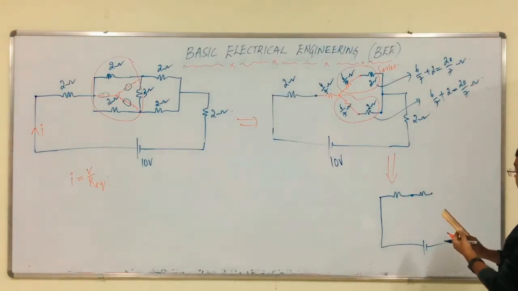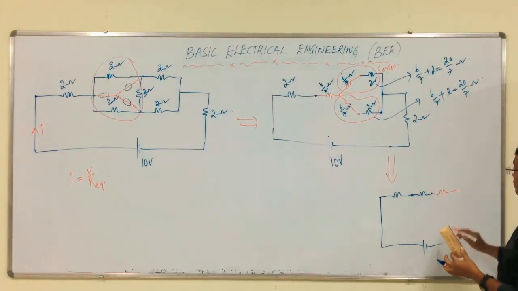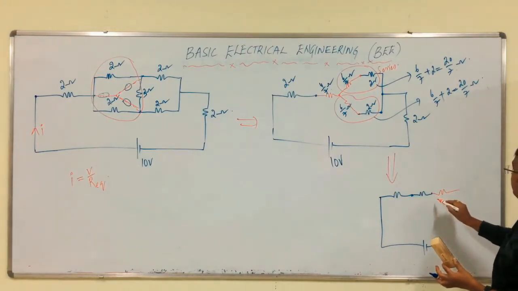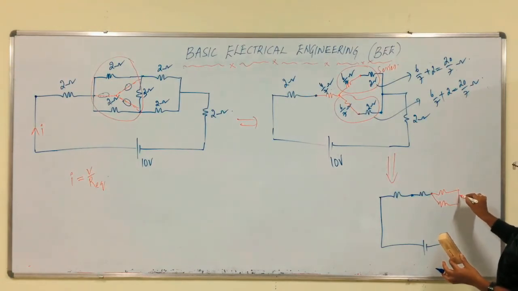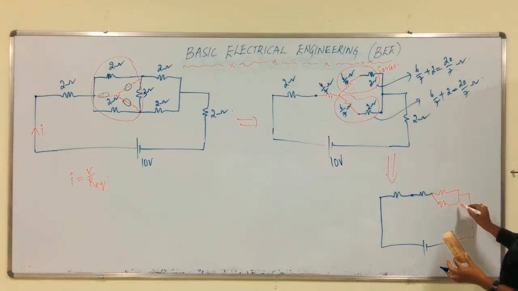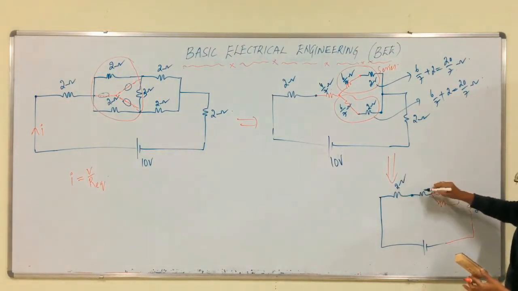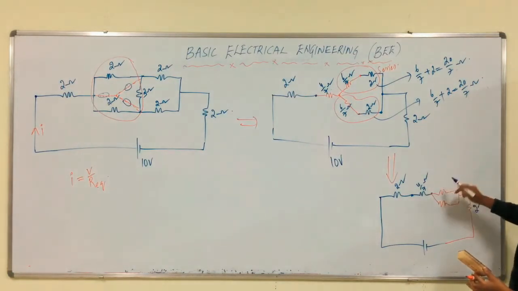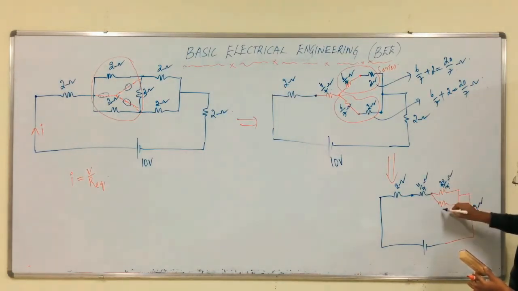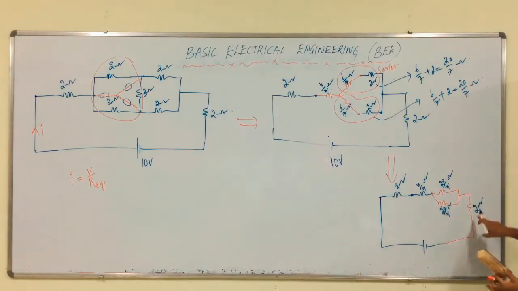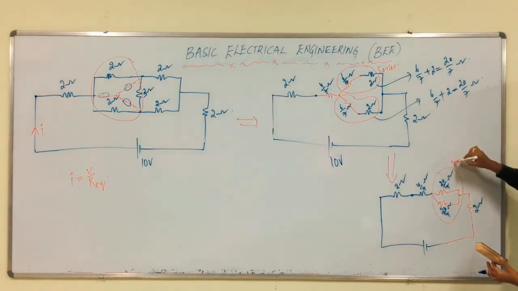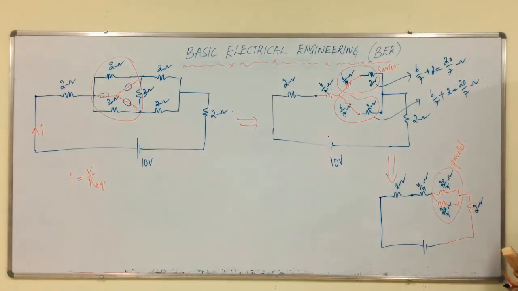So, this is given 2 ohms, this is given 2 ohms, we got 4 by 7 ohms, and this is 20 by 7, this is 20 by 7, this is 2. So, from this observation these two are in parallel. Now, we have to reduce this circuit, this is 10 ohms.